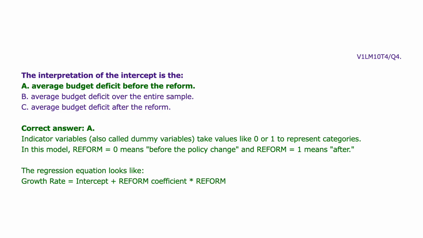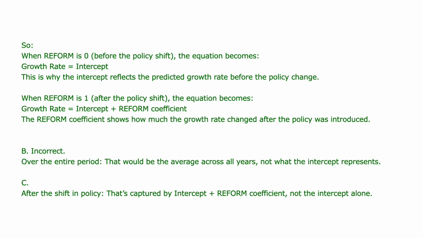Reform equals 0 means before the policy change, so the intercept represents that period. When reform equals 0, the regression reduces to just the intercept, the predicted budget deficit before reform. After reform, the value is intercept plus coefficient, not the intercept alone. Options B and C are incorrect because the intercept doesn't represent the overall average or the post-reform period.